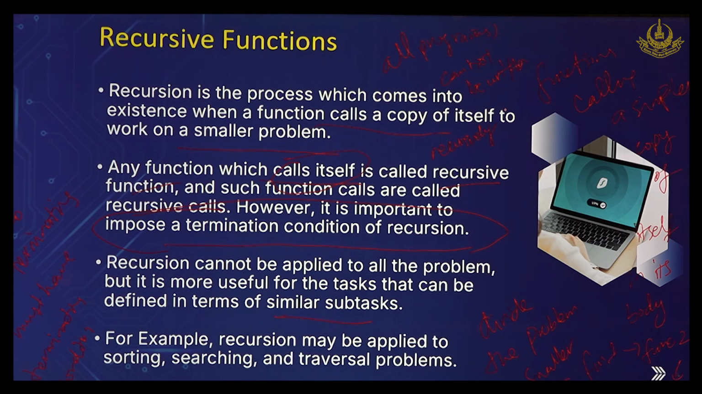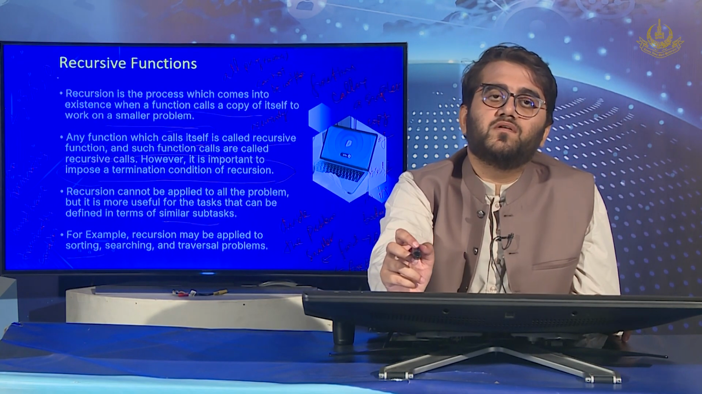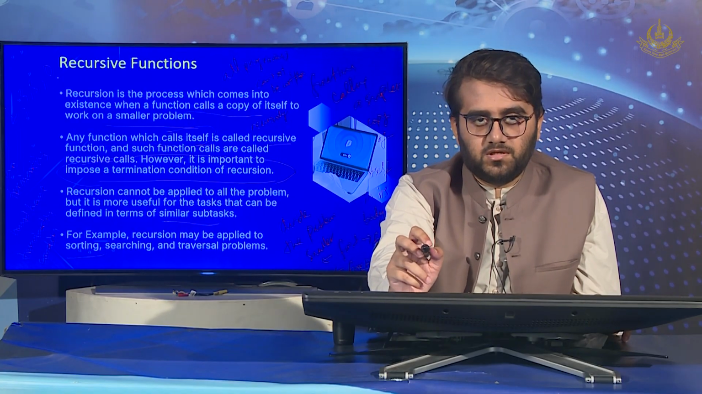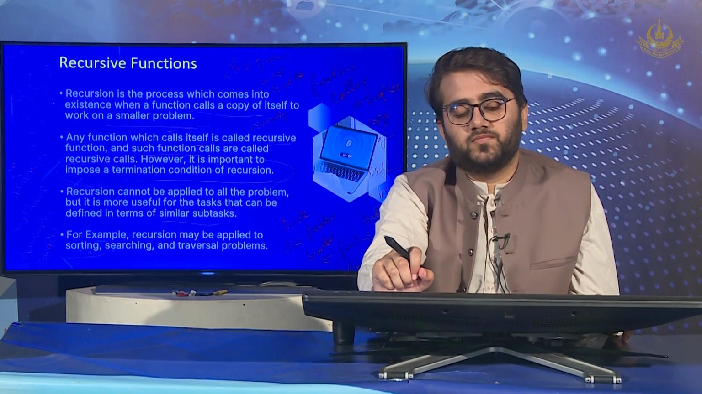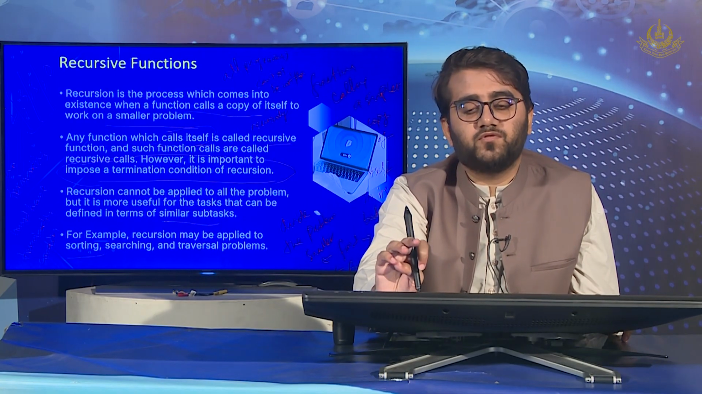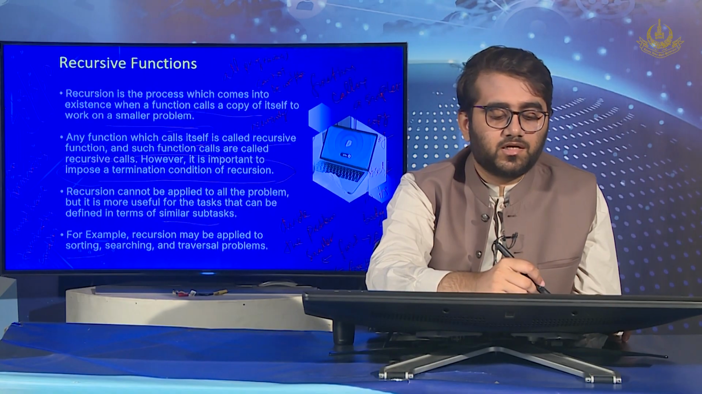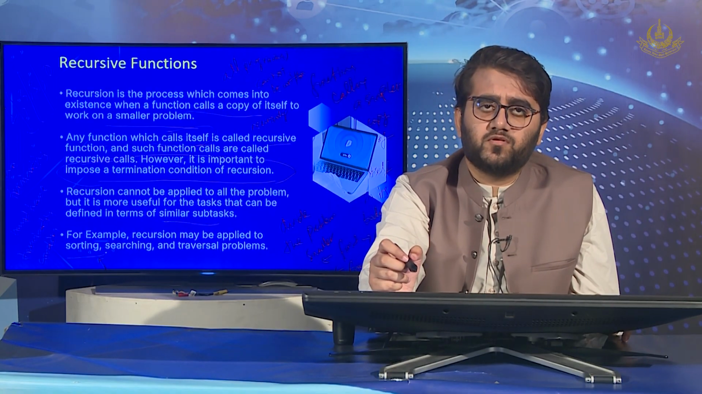It has given you some examples. Recursion may be applied to sorting. Sorting, what does it mean? Sorting means you have a list of numbers 1, 3, 5 and 0, and you have to decide which number comes first and which comes next. So, you divide this list into two parts, you sort one part, then the other part, and after sorting these parts you merge them. This process continues, and at the end you have a sorted list. So, sorting can be done using recursion.